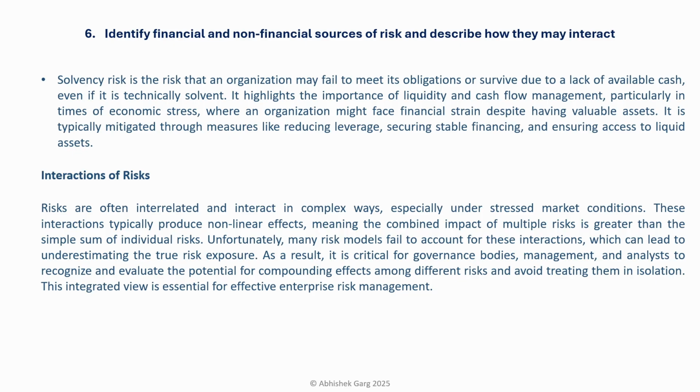So the overall risk would amount from, like, instead of 10%, the overall risk would amount to 15 to 20% approximately. So when the market is falling, in stressed market conditions, the interaction of the risks increases and they interact in a complex way, in a non-linear fashion. Many models fail to account for these interactions, which leads to underestimation of the true risk exposure. So it's critical for the governance bodies, management, and analysts to recognize and evaluate this potential for compounding between the risks.